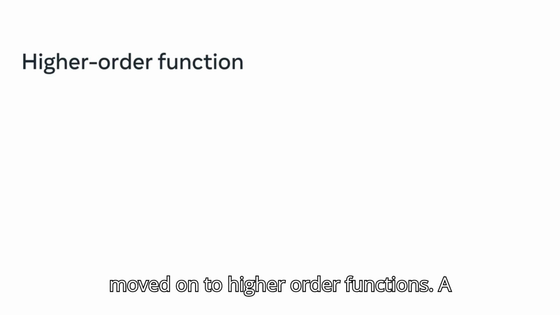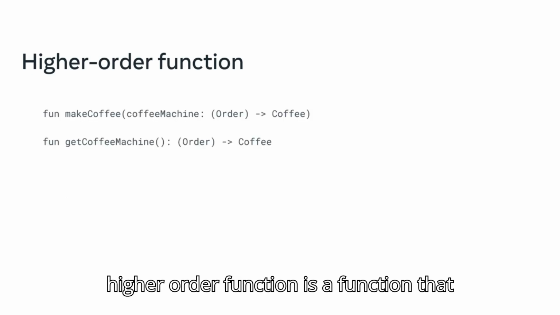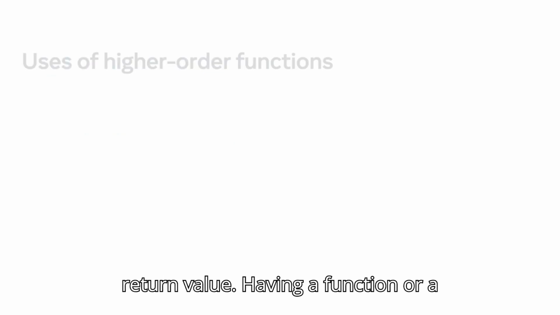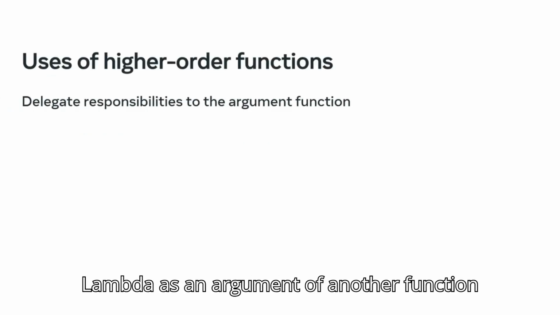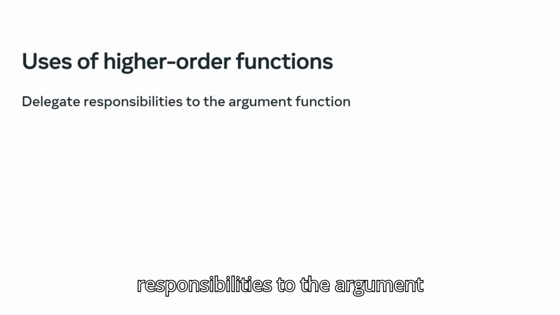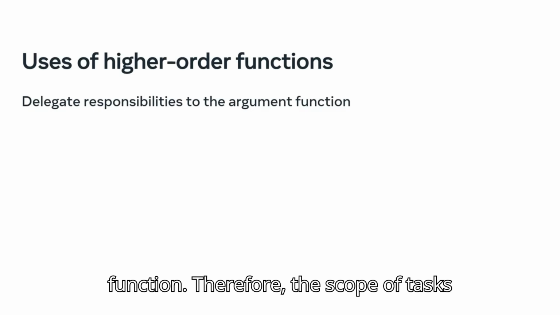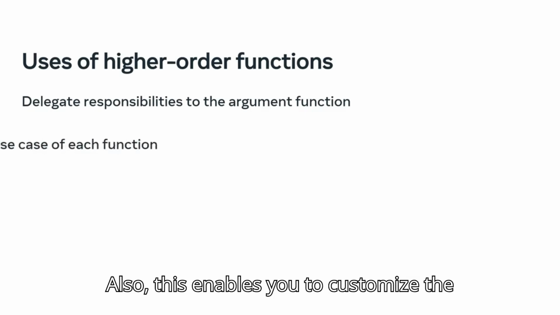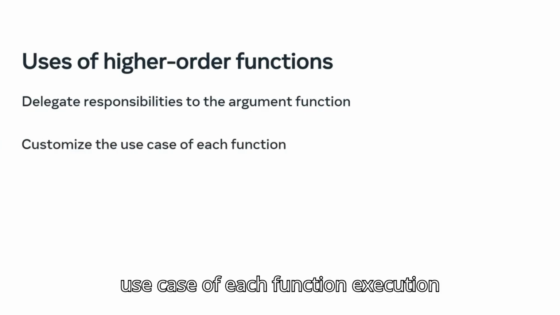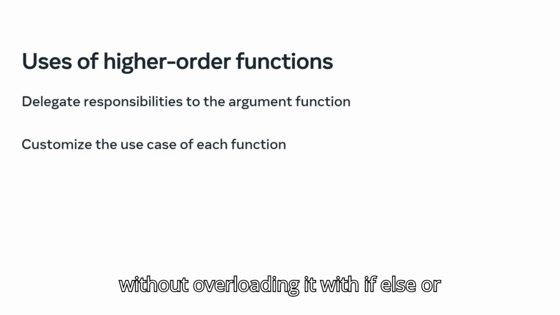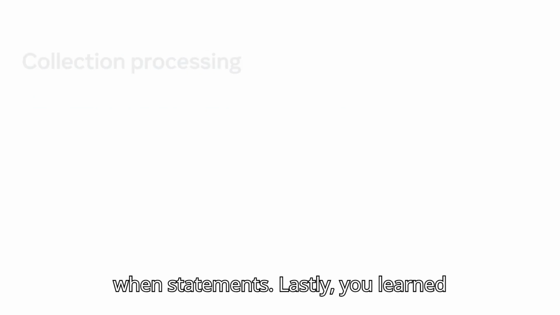You then moved on to higher order functions. A higher order function is a function that has other functions as its parameter or return value. Having a function or a lambda as an argument of another function allows you to delegate a part of its responsibilities to the argument function. Therefore, the scope of tasks handled by a single function is reduced. Also, this enables you to customize the use case of each function execution without overloading it with if-else or when statements. Lastly, you learned about the collection processing functions.